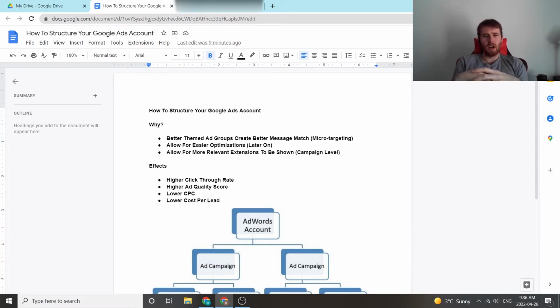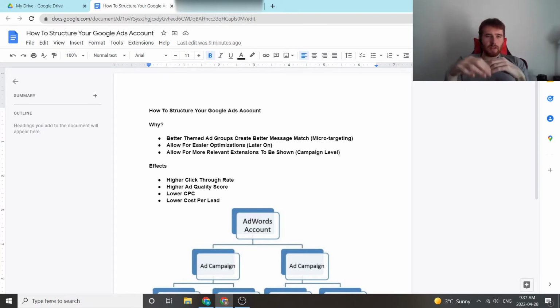Another thing is relevant extensions. So this is at a campaign level. So if you have, let's say, snow plowing, landscaping, gardening, all as services, and you put them in one ad group, your extensions are going to pop up for all of these services, but they're all going to be different. And it really won't make any sense to the customer. So that's another thing to consider.